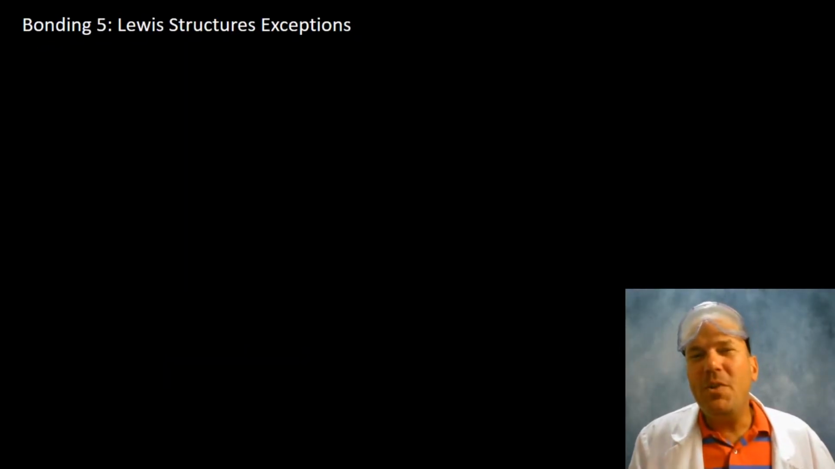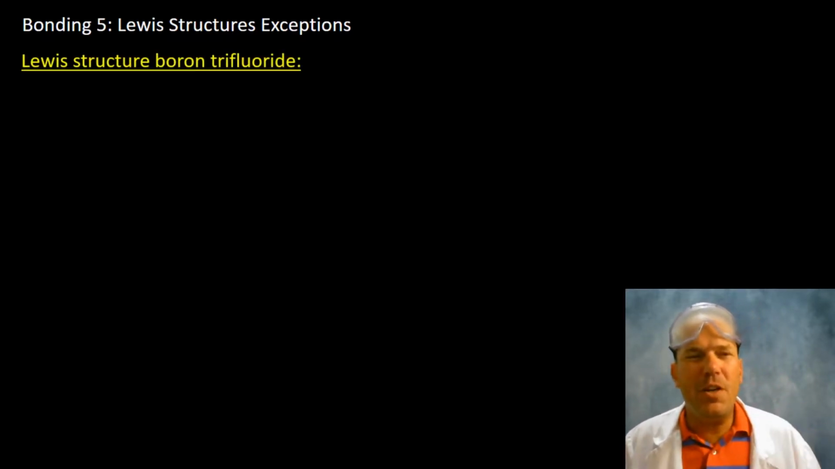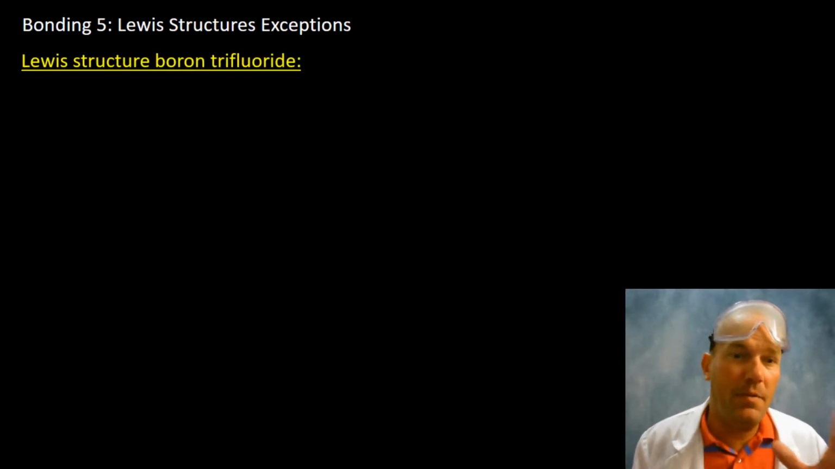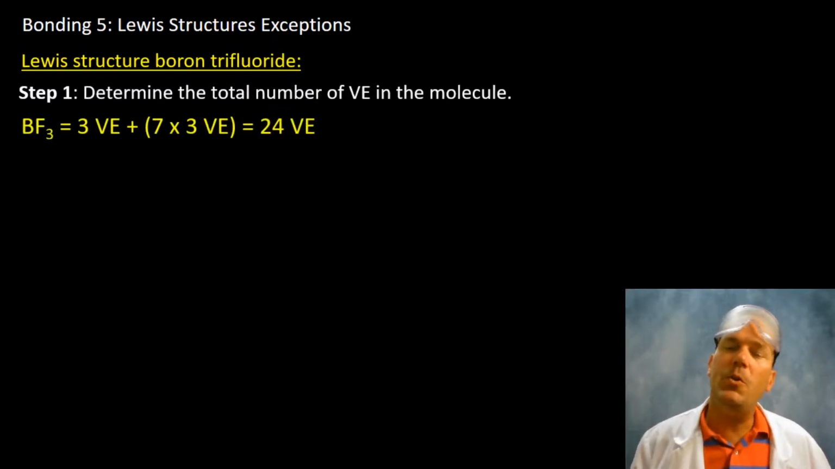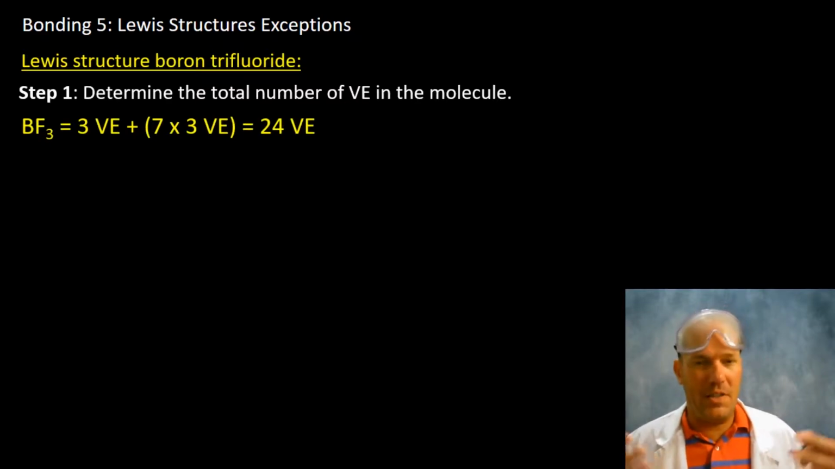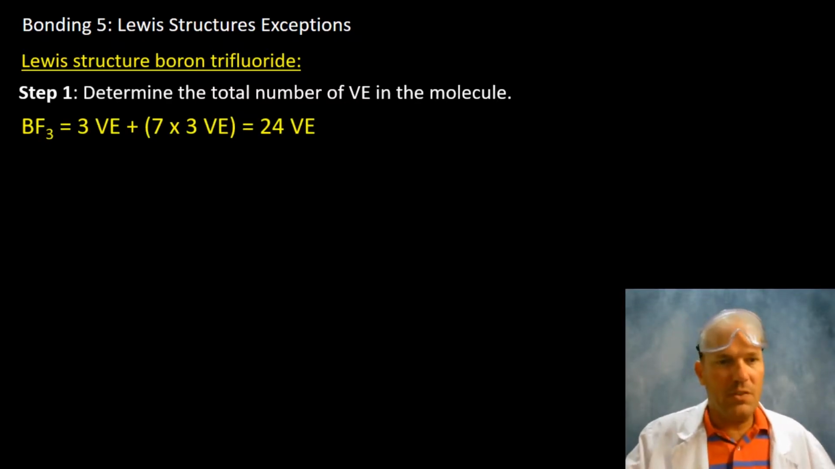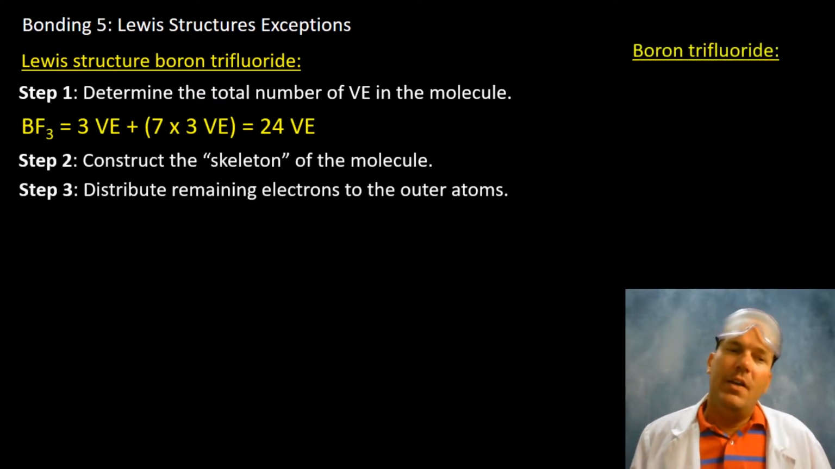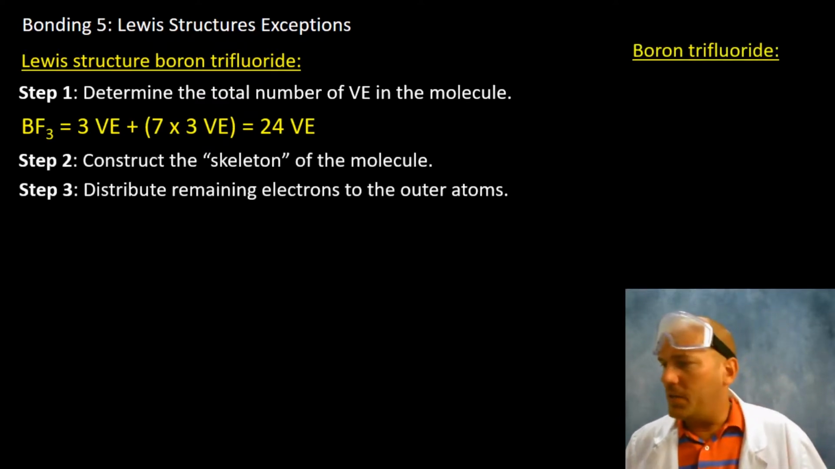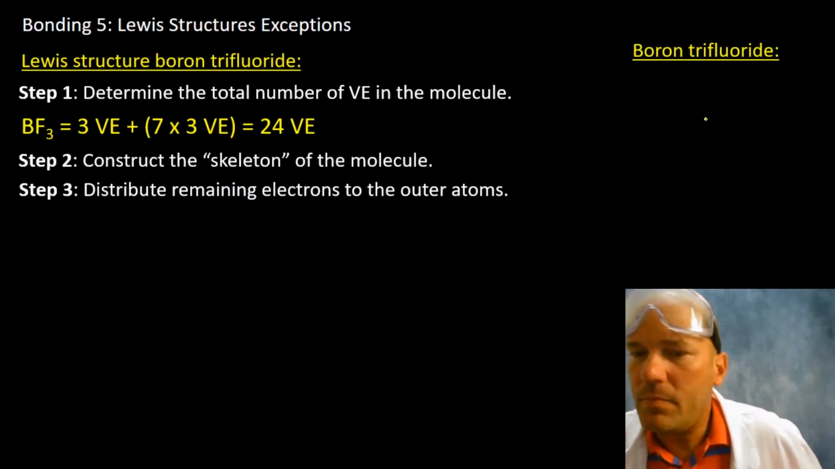Let's look at some Lewis structure exceptions. I'm going to start with the structure for boron trifluoride. Step 1: determine the total number of valence electrons in the molecule. So we have a total of 24 valence electrons. Steps 2 and 3: construct our skeletal diagram.